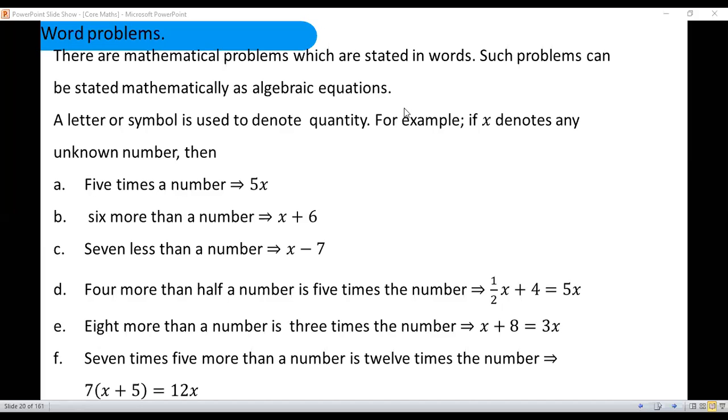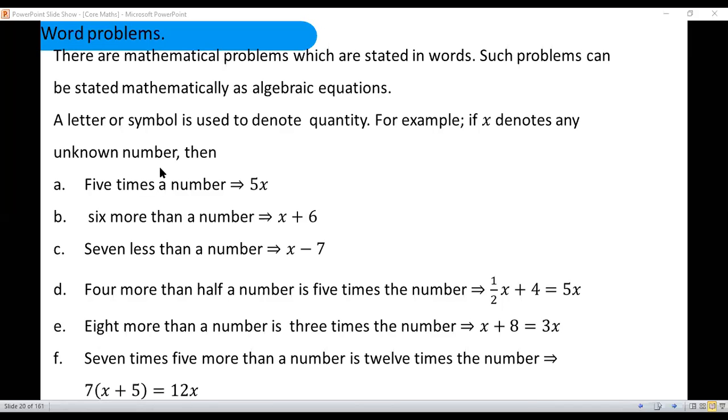So these are some of the scenarios or examples we have pertaining to word problems. There are mathematical problems which are stated in words. Such problems can be stated mathematically as algebraic equations. A letter or symbol is used to denote a quantity. That is for the word problem.